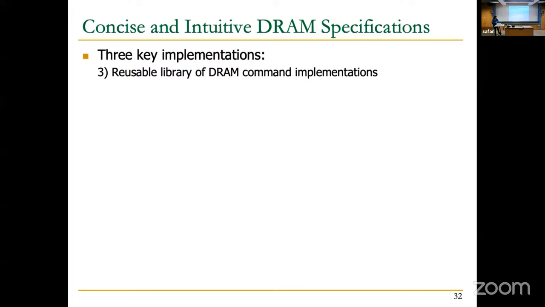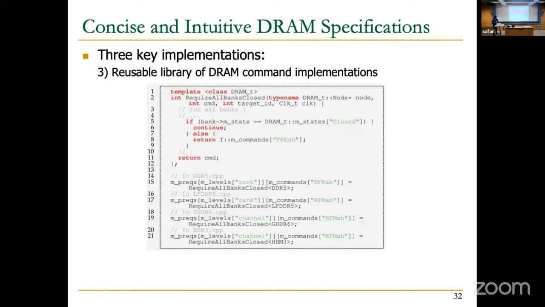Third, we have a reusable library of DRAM command implementations. Let's say here we implement the precharge all bank DRAM command that closes all the DRAM banks. So we call this the require all bank closed function. And this function is used by many different DRAM standards as a prerequisite of basically all the all-bank series of DRAM commands. Then we don't have to write this for every single DRAM standard. We just fill the lookup table by the specialized version of this DRAM command template.